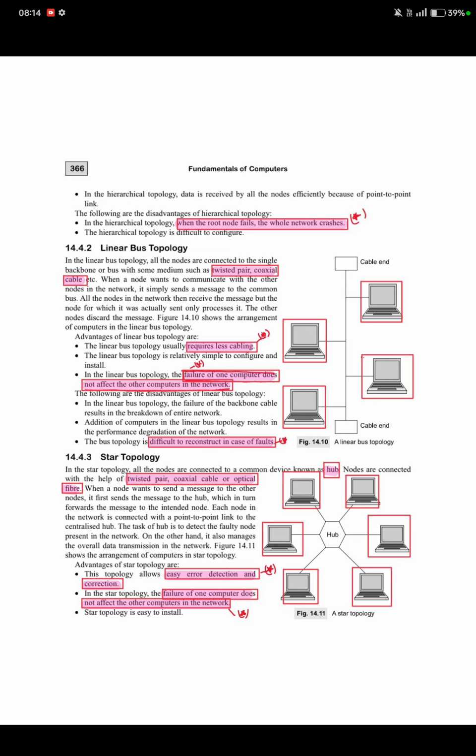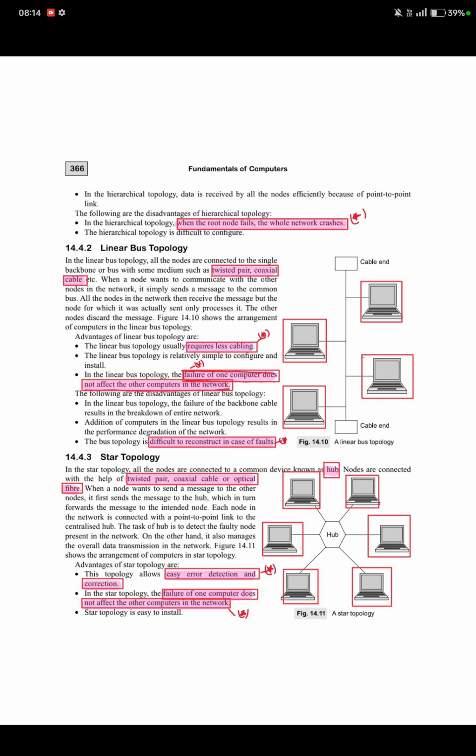In bus topology, it is visible directly. Linear bus topology requires less cabling and is difficult to reconstruct in case of faults. If there is a fault, it is difficult to reconstruct because we do not know at which computer the problem arises.